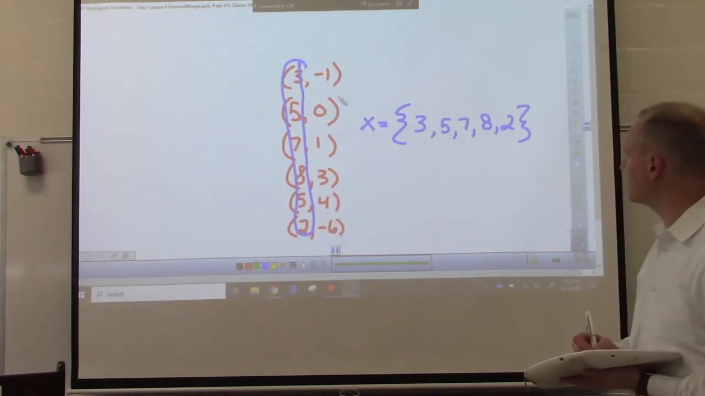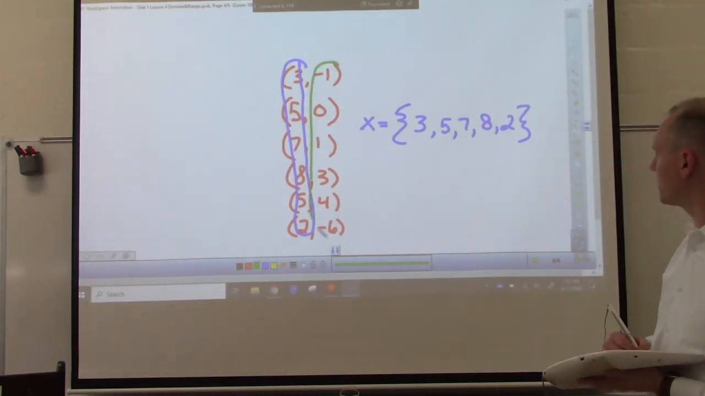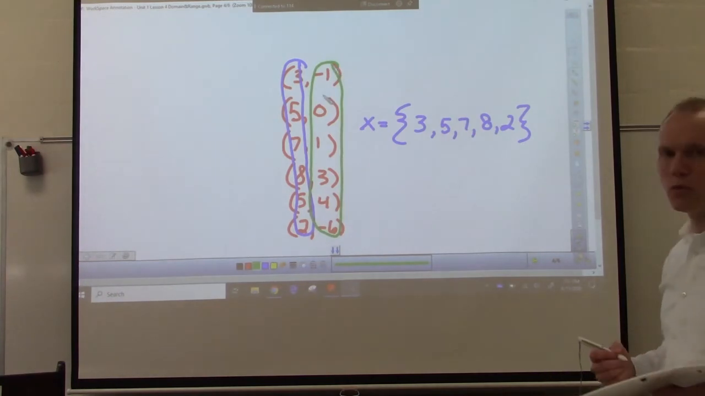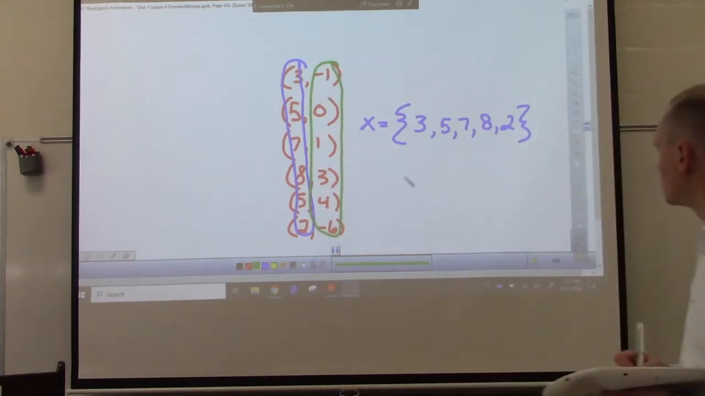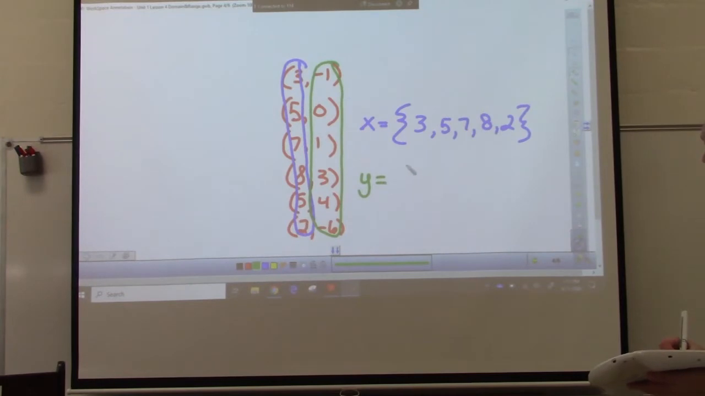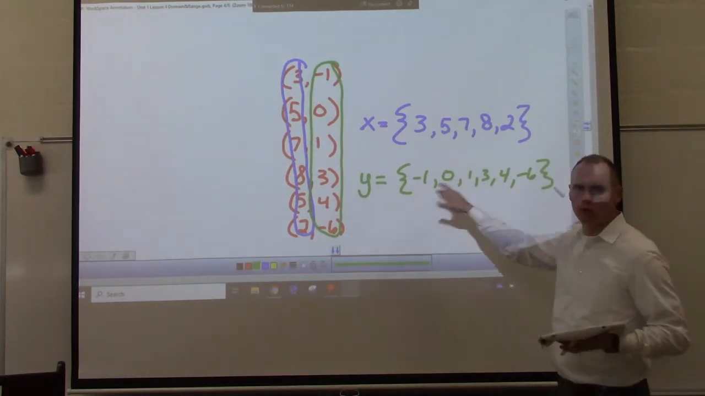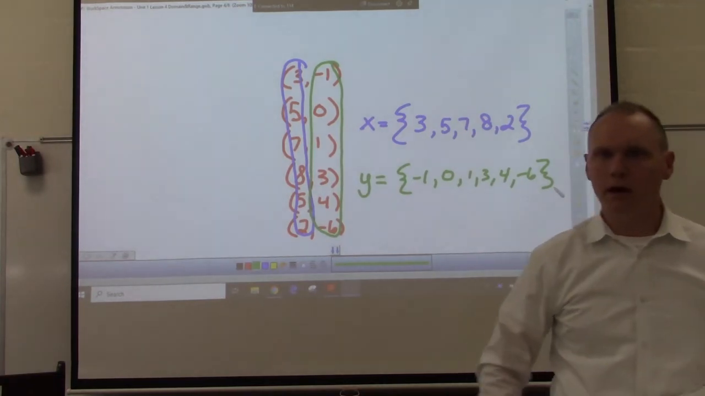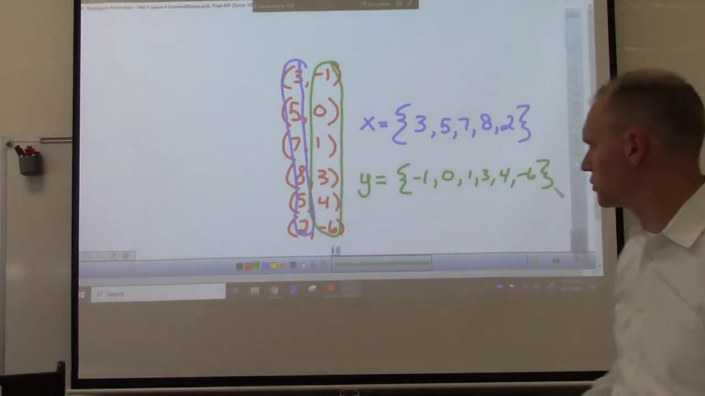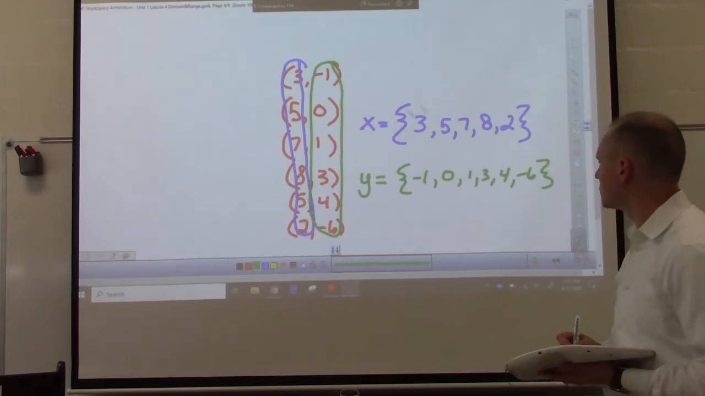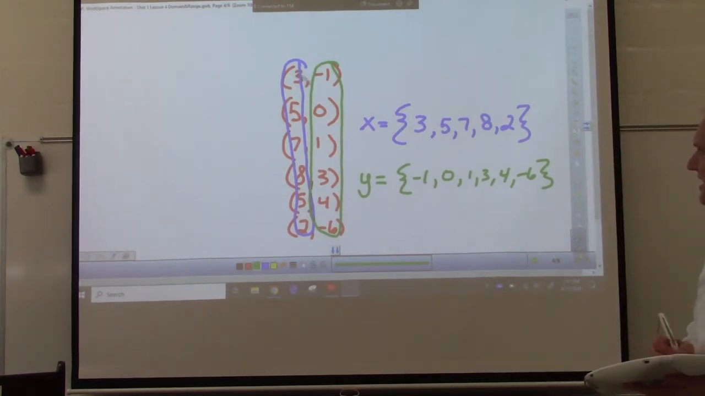And then our range is all the possible values that can be outputted. So those are the y values in this case. So you would say y equals curly brace. All the values that can be outputted are -1, 0, 1, 3, 4, and -6. And we'll close the curly brace. Most of the time you want to write these in order from least to greatest, but I just wanted to go ahead and get these out there and show you what the domain and range are. So again, domain is the input values.